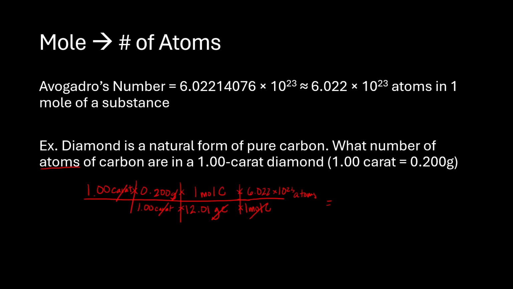I'm going to cancel out my moles. I'm going to make sure that all my units cancel out so I know that I set it up right. I'm going to end up with atoms, which I wanted. And if you multiply all of this out, you're actually going to end up with 1.00 times 10 to the 22 atoms. Now if you need a review of scientific notation, let me know and I will gladly help you out with that, but I'm not going to spend time during class talking about it.